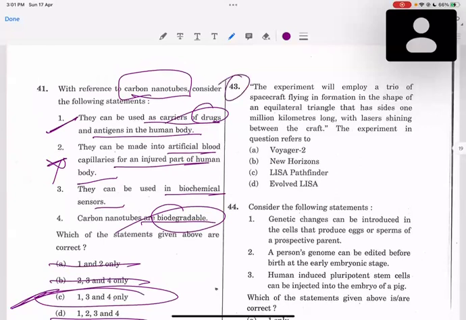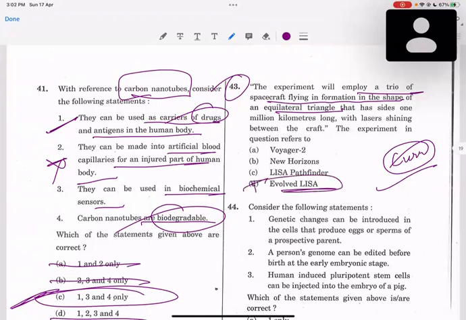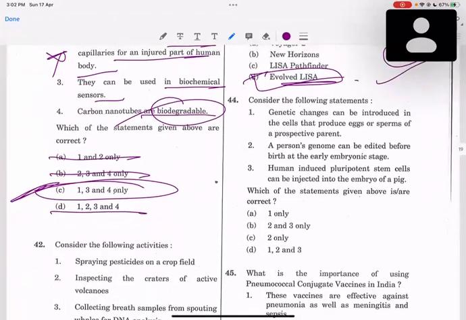If you look at the 43rd question, this is a direct current affairs based question and should have been attempted by all of you. The experiment will employ a trio of spacecraft flying in formation in the shape of an equilateral triangle with sides 1 million kilometers long, with lasers shining between the craft. This simple question was in the news. This is to study gravitational waves, to evolve LISA. Direct question.